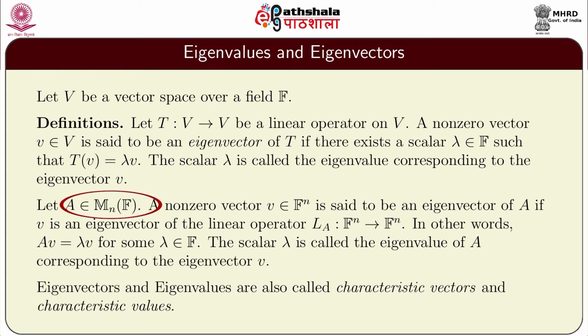Let A be an n cross n matrix over a field F. A non-zero vector v in F^n is said to be an eigenvector of A if v is an eigenvector of the linear operator L_A from F^n to F^n. Recall that the definition of L_A is that L_A of x is Ax. So, in other words, Av is lambda v for some lambda in the field F, and the scalar lambda is called the eigenvalue of A corresponding to the eigenvector v. Eigenvectors and eigenvalues are also called characteristic vectors and characteristic values.